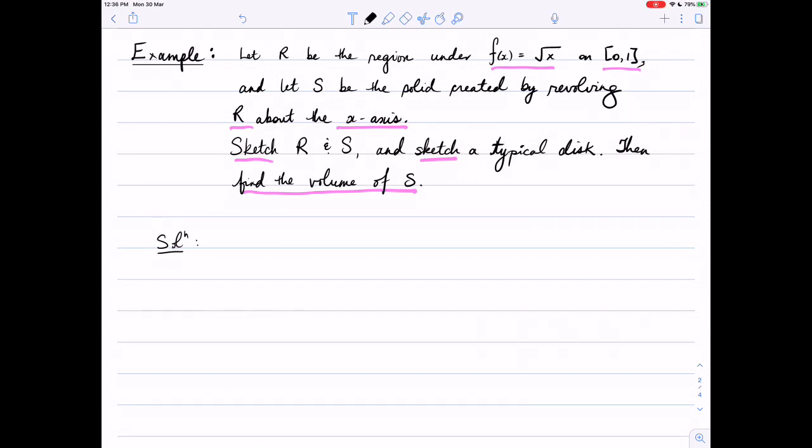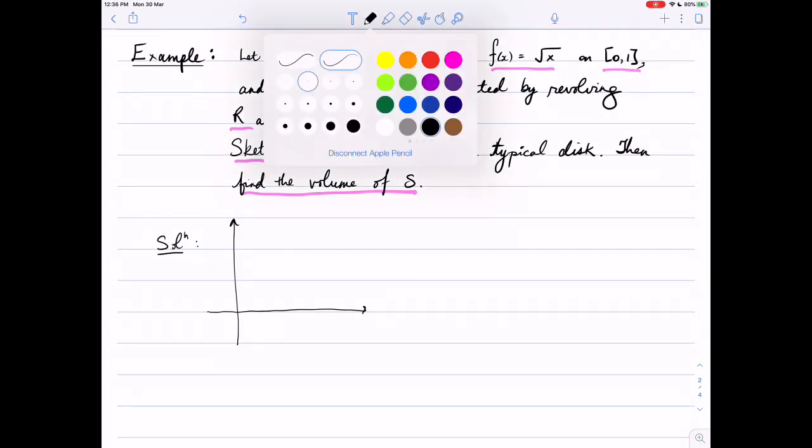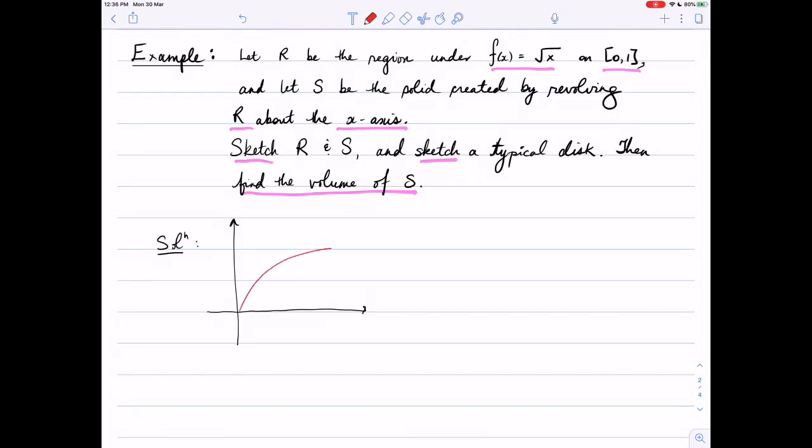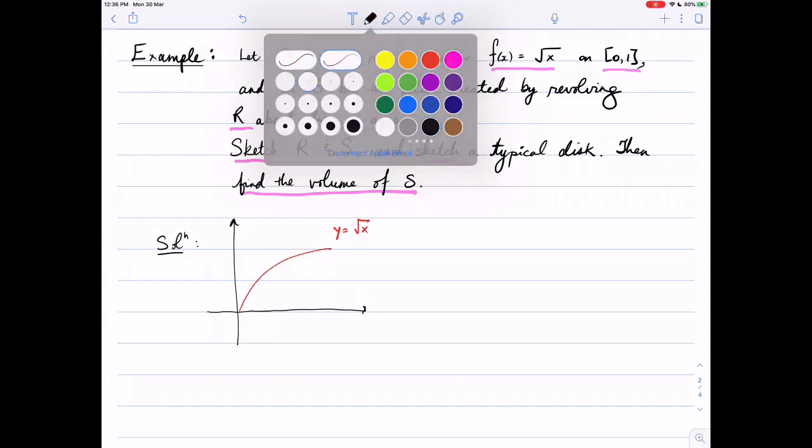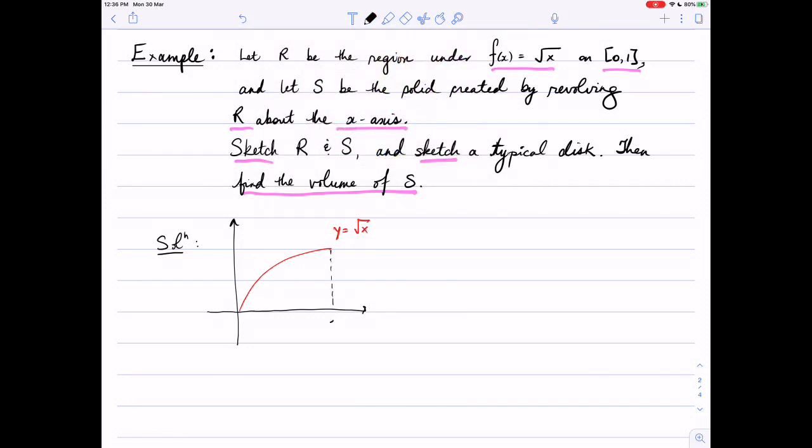So here's our solution. Let's set up a couple of axes here. We are looking for this region R, so let's sketch the square root function. Here it is, y equals the square root of x, and we are looking on the interval 0, 1. So 0 is there. The region we're looking for, our region R, is under that curve, which means bounded by that curve and the x-axis. Here is our region R.